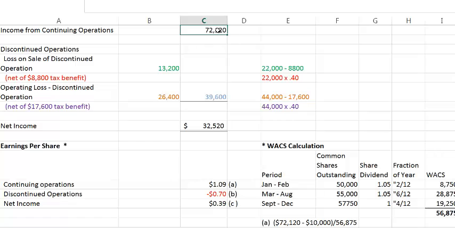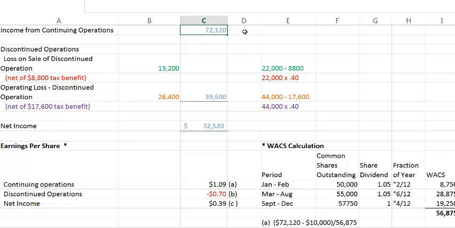So income from continuing operations is after tax, right? Discontinued operations, both pieces are after tax. So clearly my net income, which is going to be my income from continuing operations less or plus my loss from discontinued, is going to be $32,520. Now if this happened to be a gain, then I would add it to my income from continuing operations and get a bigger number, right? But it's a loss, so I deduct it from my income to get net income of $32,520. And I'm going to use that to help me calculate my earnings per share figures.